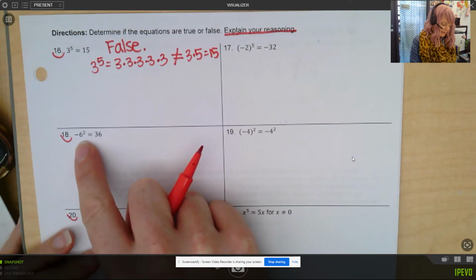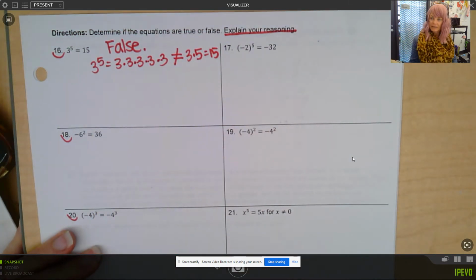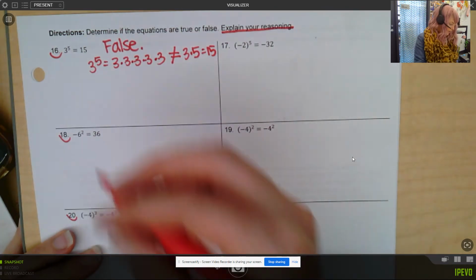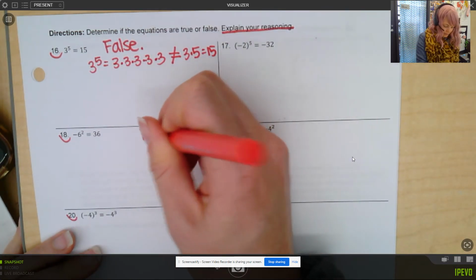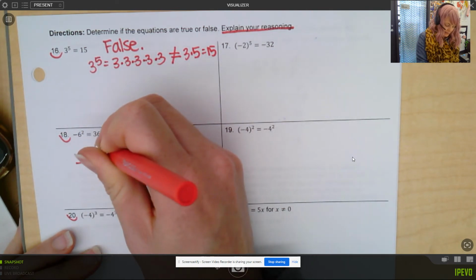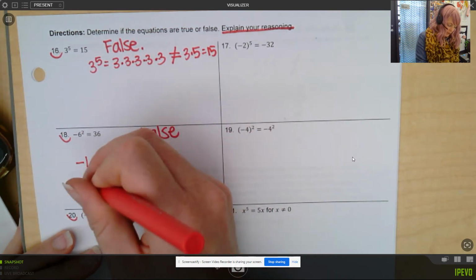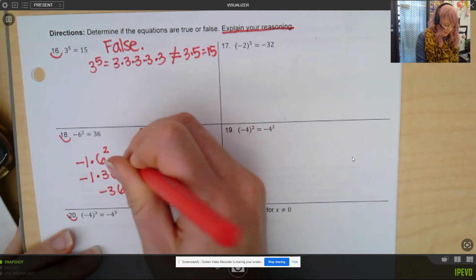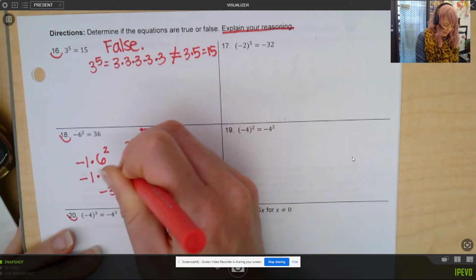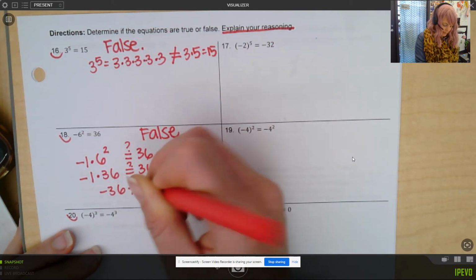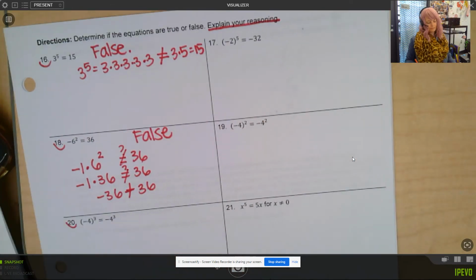Okay, -6 to the 2nd power is 36. Well, 6 times 6 is 36, right? Oh, but you guys remember we have this negative here. So this is also false. How come? Well, this is -1 times 6 to the 2nd power, which is -1 times 36, which is -36. So does it equal 36? It does not equal 36. Perfect. Okay, let's take a look at the next one.